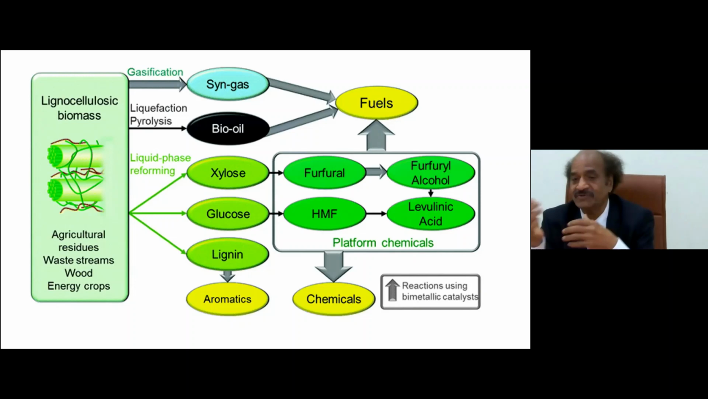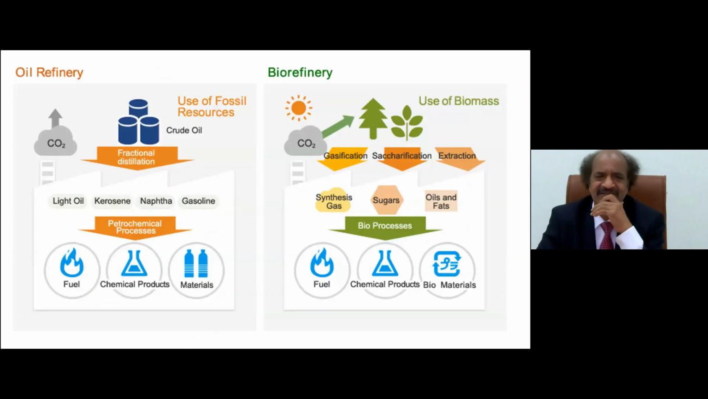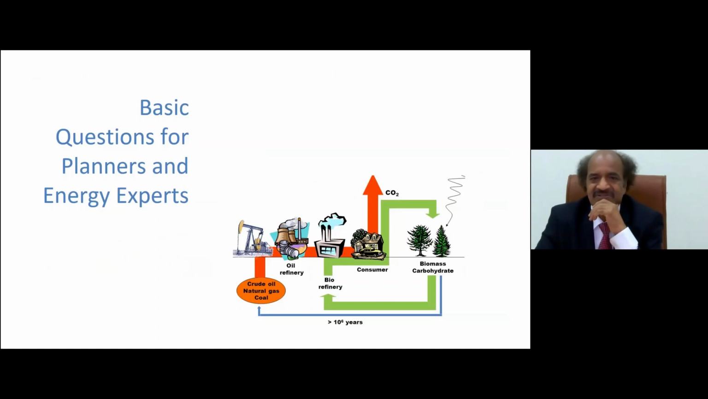Maybe hydrogen is used. And liquid phase reforming will give us xylose, glucose, lignin. All these things are well known to people who are working in this area. So ultimately, we have oil refinery versus biorefinery. Very interesting. But oil refinery also needs hydrogen. Oil refinery does not work without hydrogen. So where are they getting that hydrogen? We'll discuss it. So the basic question for planners and energy experts is, should biomass be used for making biofuels?